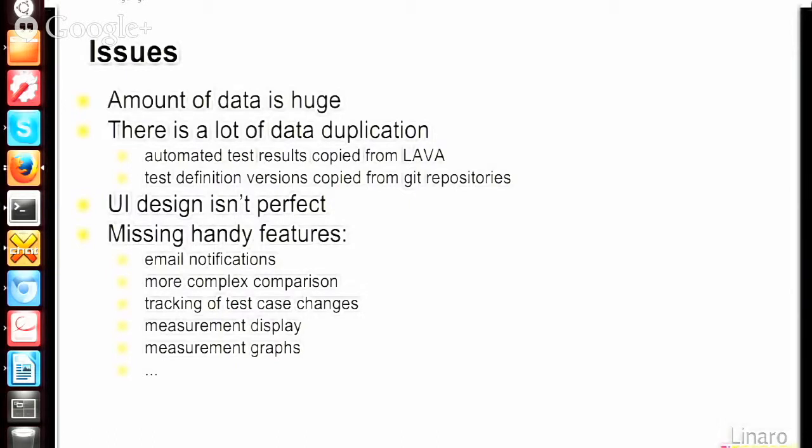Then tracking of the test case changes, again what Mark noticed, that we changed the LTP definition, which resulted in changing the number of results generated, and this is something that needs to be tracked somehow. I'm tracking the version change if the test definitions are stored in Git. This information is available in the database, but it's not yet in the UI.